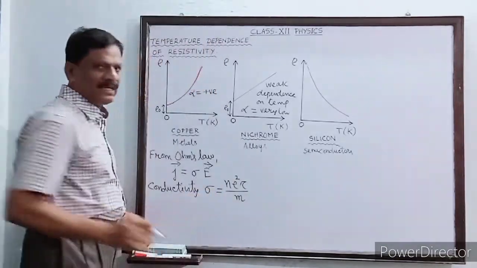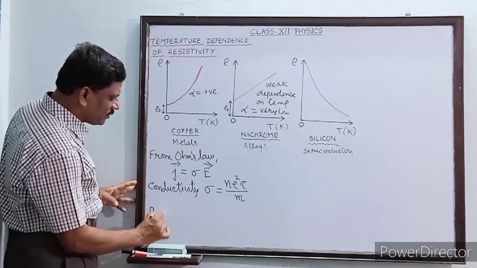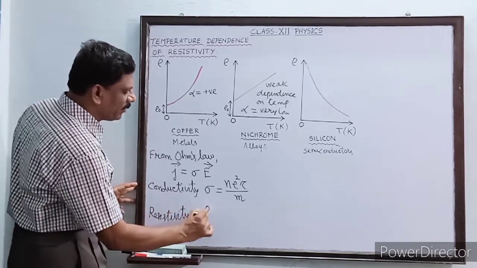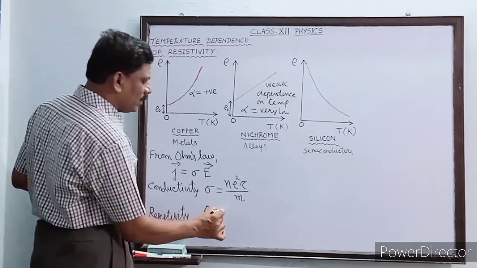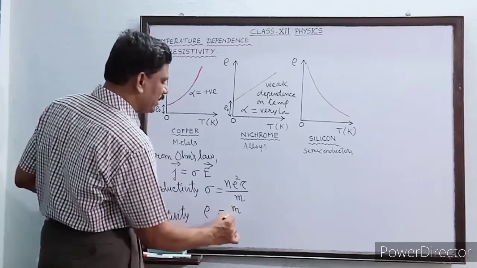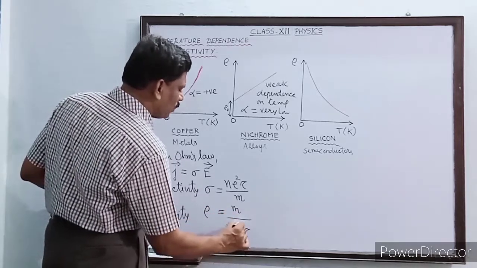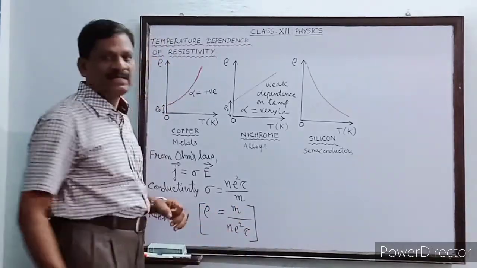So, if you take the reciprocal of conductivity, what do you call that? Resistivity. The resistivity of the material is denoted with the symbol rho, and this is equal to 1 by sigma. Therefore, it is m divided by n e square tau. This equation for resistivity is very important for us here.